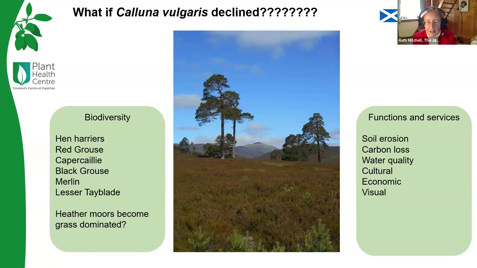If heather started to die back due to a pest or pathogen, would that create a lot of bare ground? Would we see soil erosion, carbon loss? That would then lead to a decline in water quality. And then, of course, certainly in Scotland, our heather moorlands have got a lot of cultural value, economic value, and that visual attraction that Scotland's known for of its heather moorlands. So that's just setting it in that broader context, so starting to think about the wider implications of plant health.